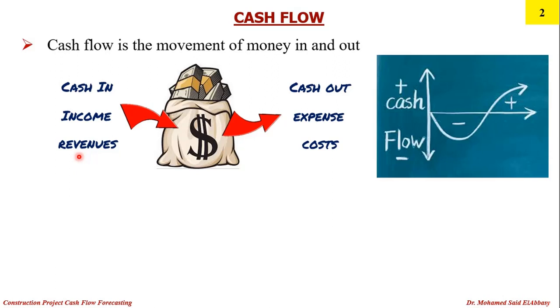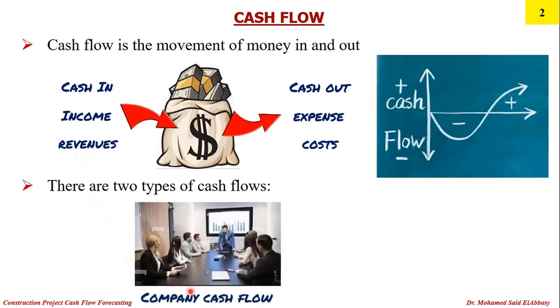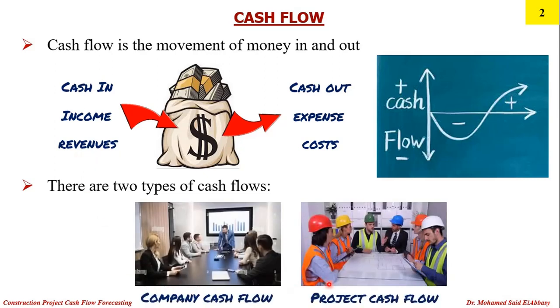When we talk about cash flow also, there are two main types of cash flow, the company or the corporate cash flow and the project cash flow. So when we talk about the company cash flow, I'm talking about the construction company, the construction firm here. They are working on several projects simultaneously, and also they have their own expenses for their headquarters office and for their different branches. So we're talking about a bigger scale here.